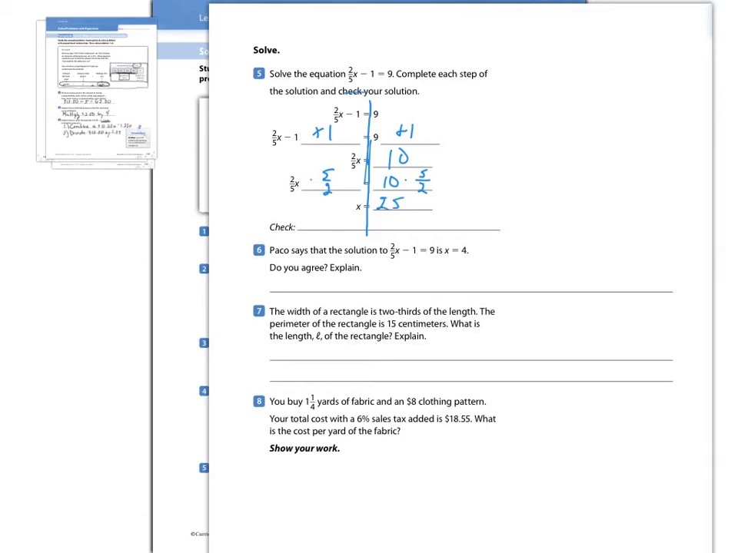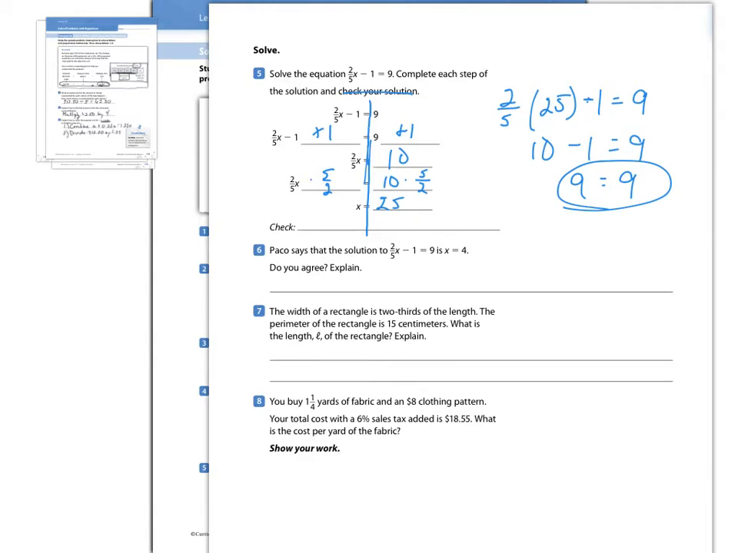It then says to check your solution. So if we take 2/5 times 25 and subtract 1, see if that equals 9. 2/5 times 25 is 10. 10 minus 1 equals 9. We created a true statement. Therefore, we know our answer is correct.